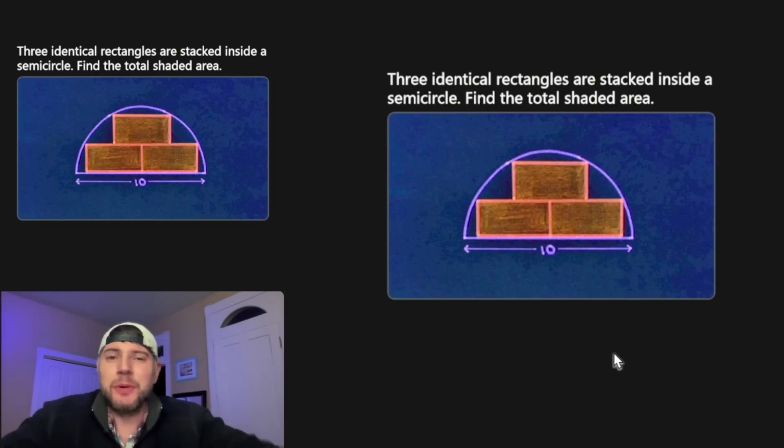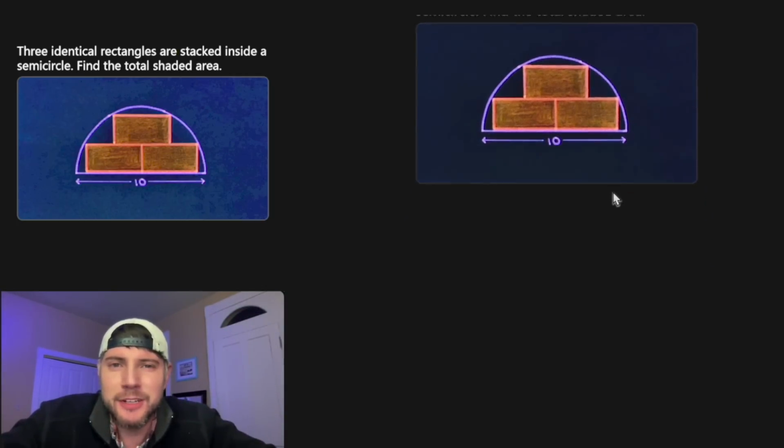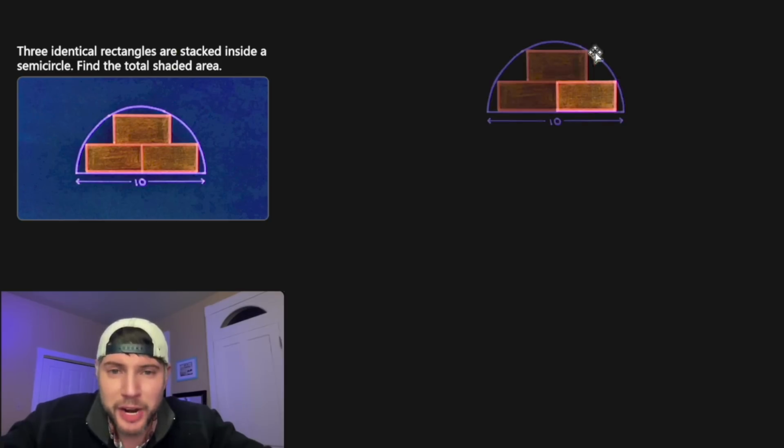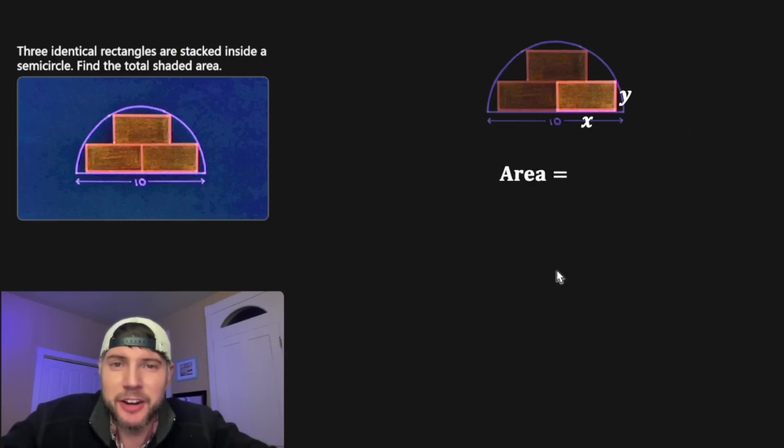And if you want to try this one, pause it right now because I'm going to solve it in 3, 2, 1. First, let's focus on one of the rectangles. Let's label the base x and the height y. And let me explain why. We're doing this so we can find a formula for the area. The shaded area is going to be three of these rectangles, so it's going to be x times y times 3. And that's the same thing as 3xy. This looks important. Let's put a box around it.